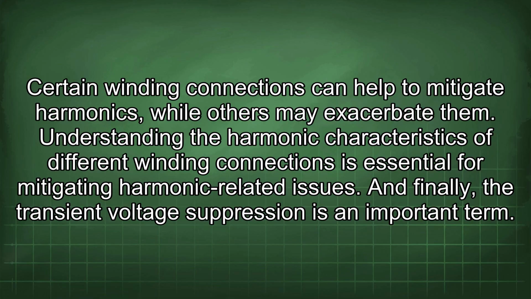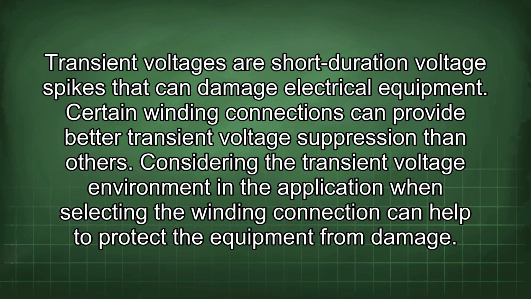And finally, the transient voltage suppression is an important term. Transient voltages are short-duration voltage spikes that can damage electrical equipment. Certain winding connections can provide better transient voltage suppression than others. Considering the transient voltage environment in the application when selecting the winding connection can help to protect the equipment from damage.